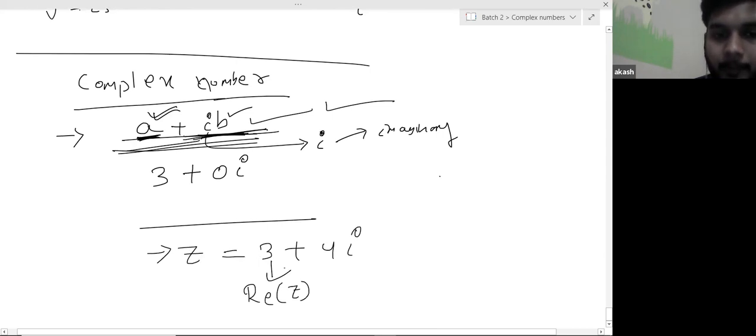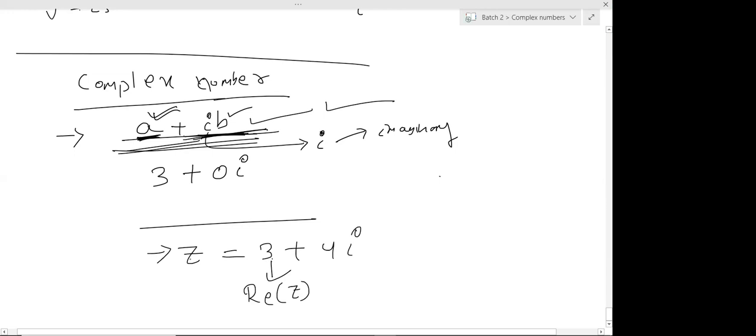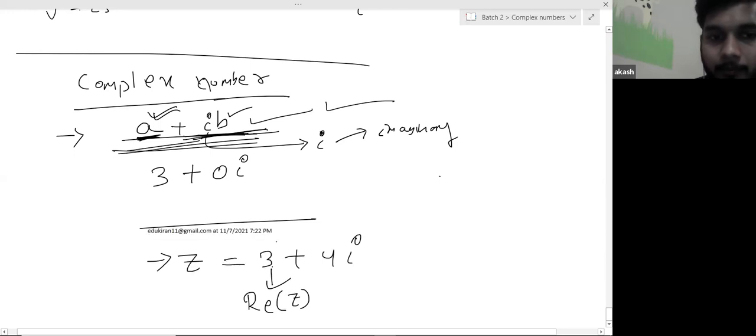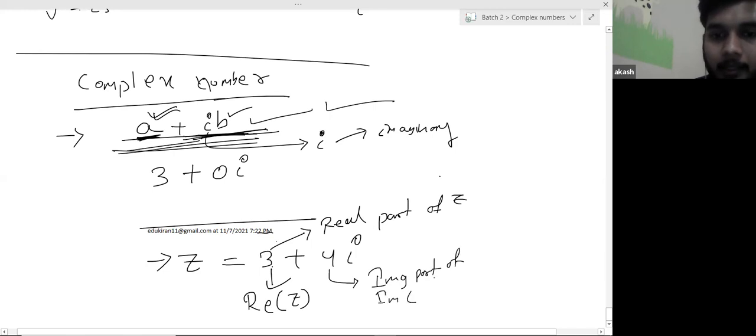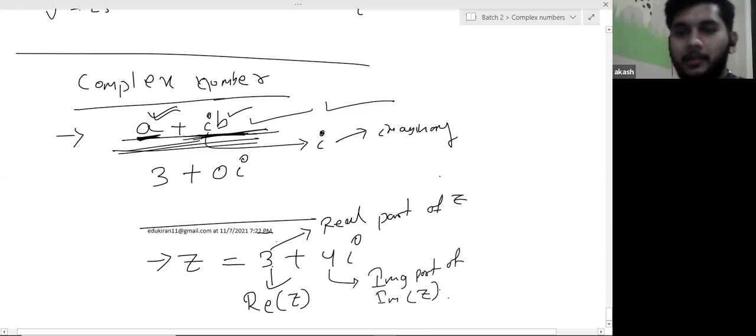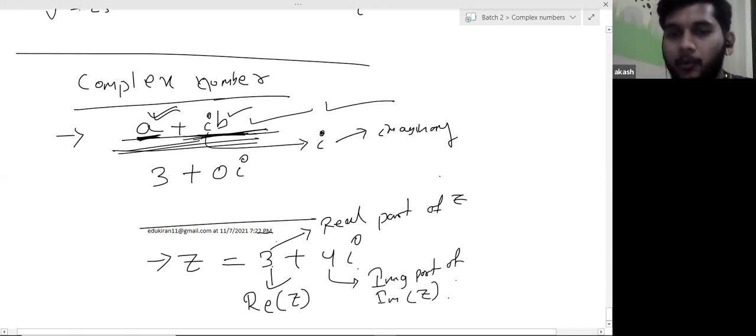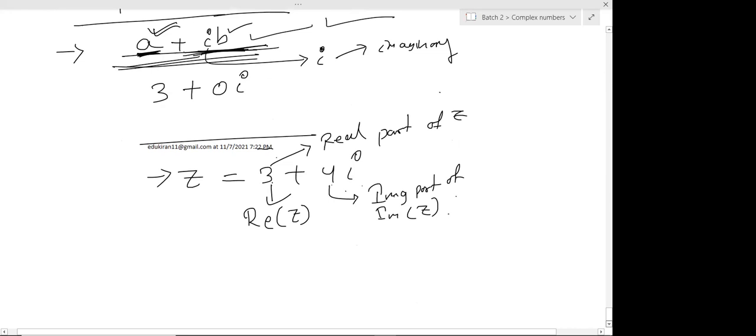So this is the real part of z. You can write this down also. Real part of z. And this 4 is called the imaginary part of z, and written as Im z. Clear? If they ask you what the imaginary part is, don't write 4i. This is just 4. All right. Clear?